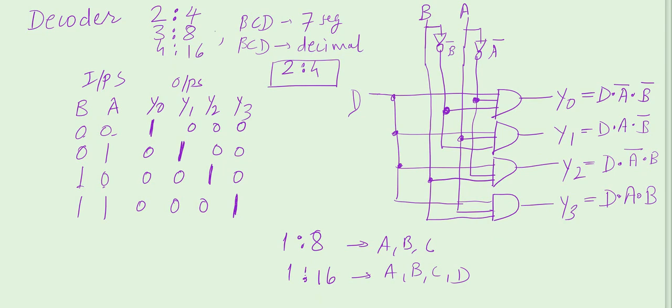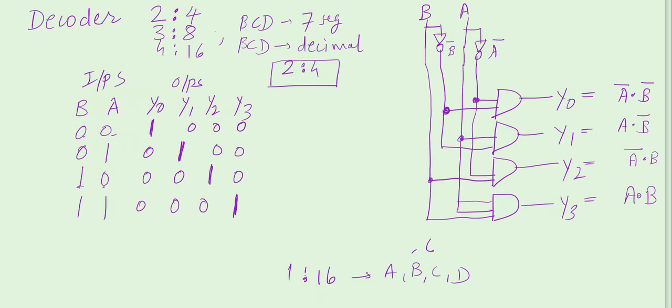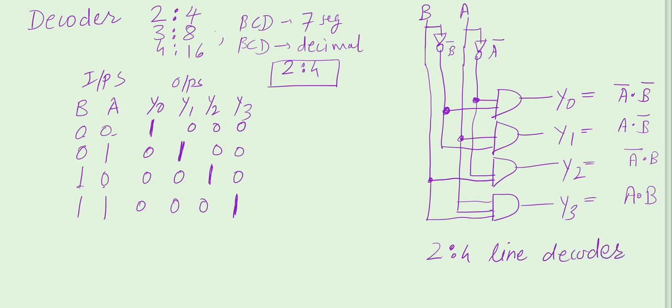Decoder has many applications. Now in the same circuit, if you consider that only the D part is totally deleted, and here also the D part is totally deleted, then we get this type of circuit. This circuit is the 2 to 4 line decoder. And this decoder will have this as truth table and this as the circuit.